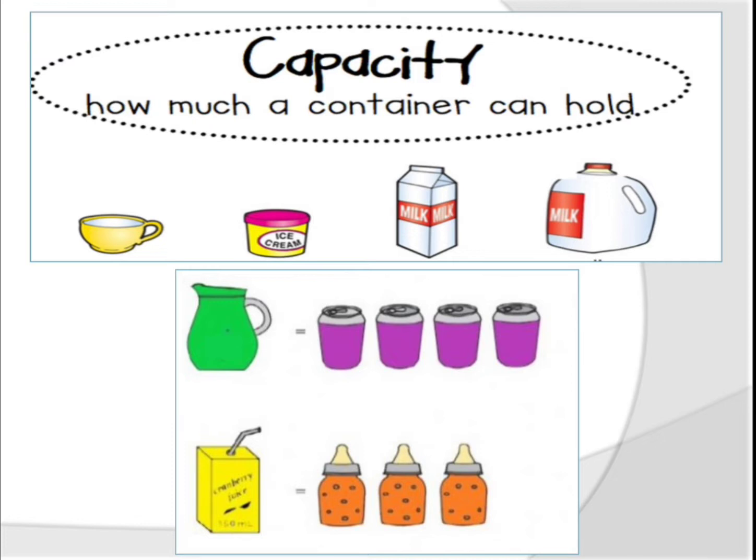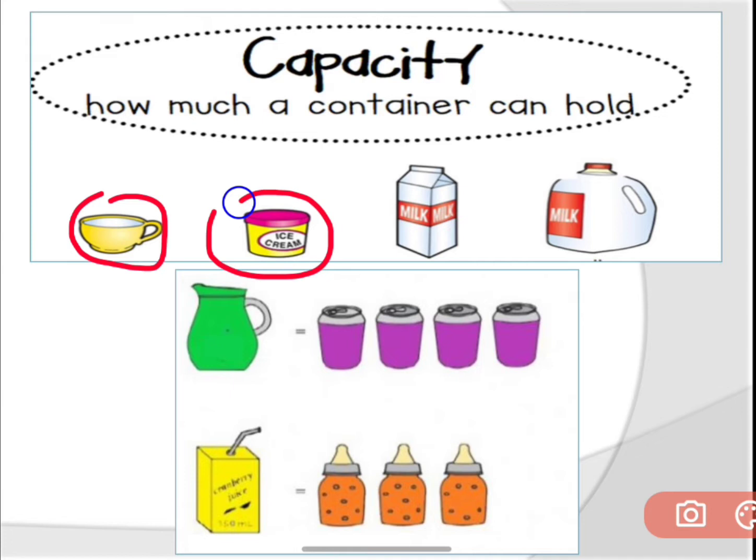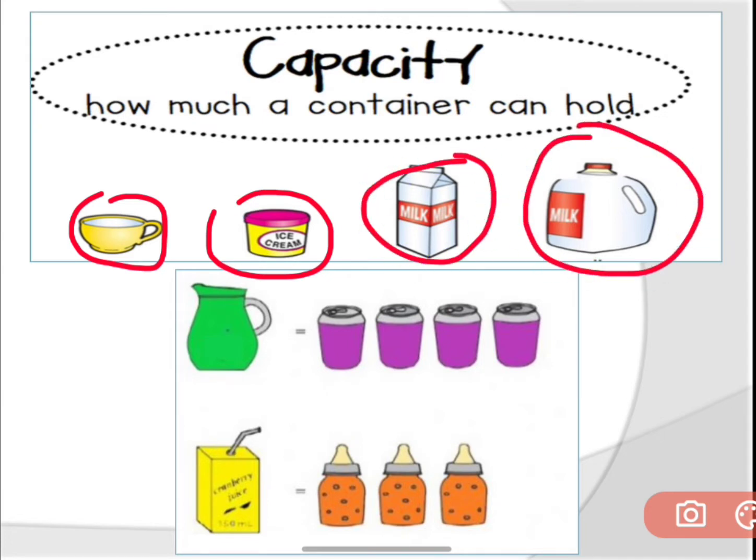Okay, children, so if you see how much a container can hold. So a cup is there, an ice cream cup is there, a milk pack, and the whole can is there, isn't it? So in this way, can you see the difference of the capacity? This is very small, this is a little bigger, this is a little bigger. That means it can hold more, isn't it? This is the biggest one.